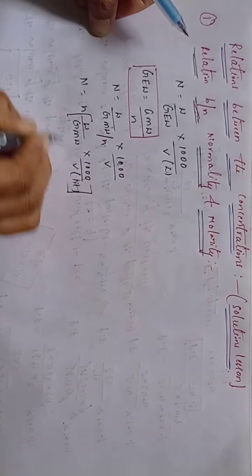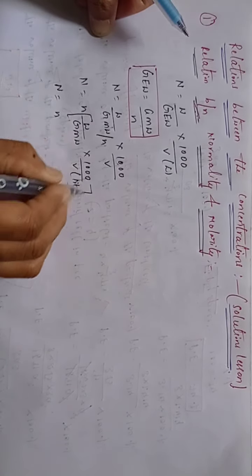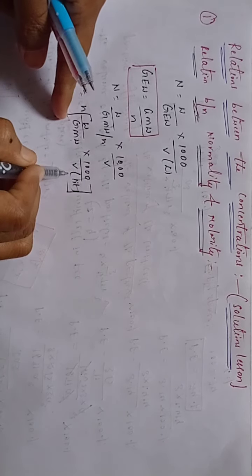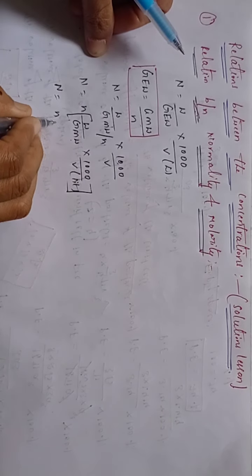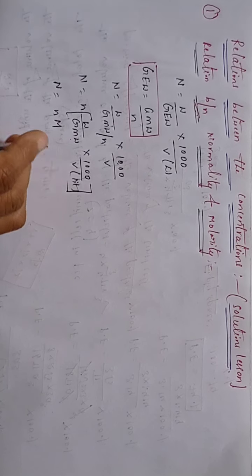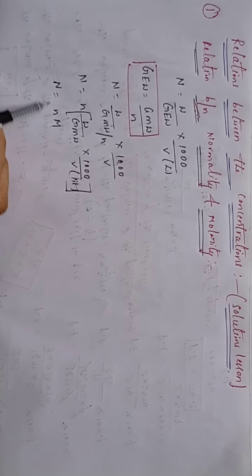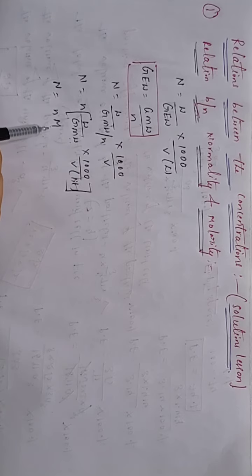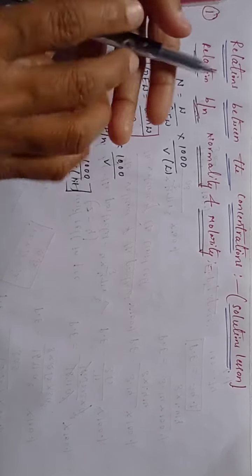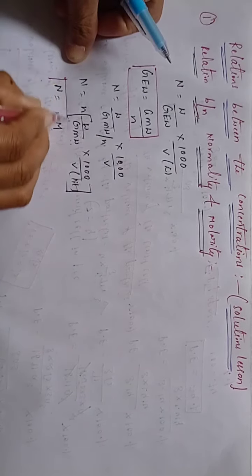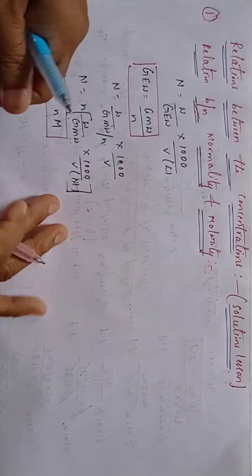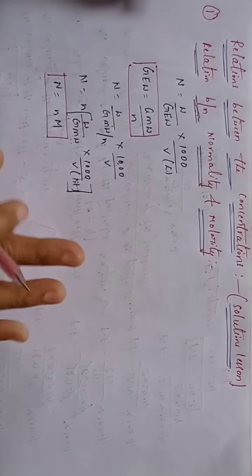Now you see, students, once you observe, in the place of weight by gram molecular weight into 1000 by volume, we can write molarity. What is molarity? Weight by gram molecular weight into 1000 by volume. So that's why N is equal to small n into capital M. So this is the relation between normality and molarity, students. Clear this one? So this is the first relation.